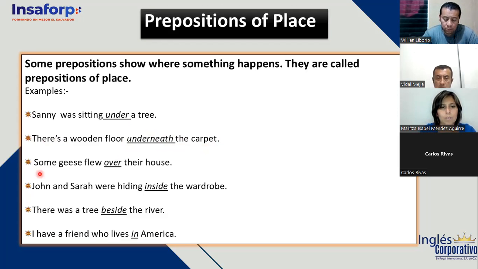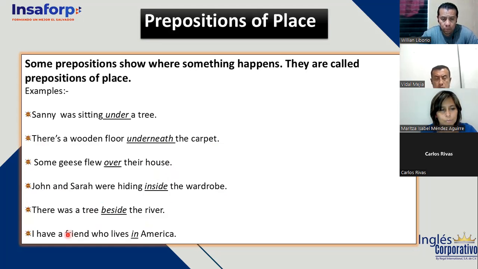So number three, some geese flew over their house. Over, what is over? Sobre, exactly. John and Sarah were hiding inside the wardrobe. What's inside? Dentro, yes. There was a tree beside the river. What's beside? Al lado de. Junto, yes.